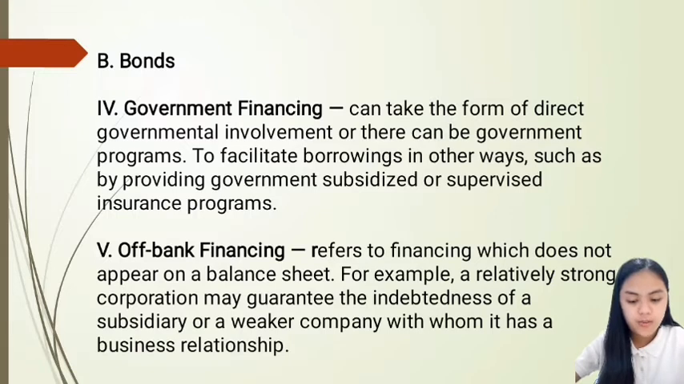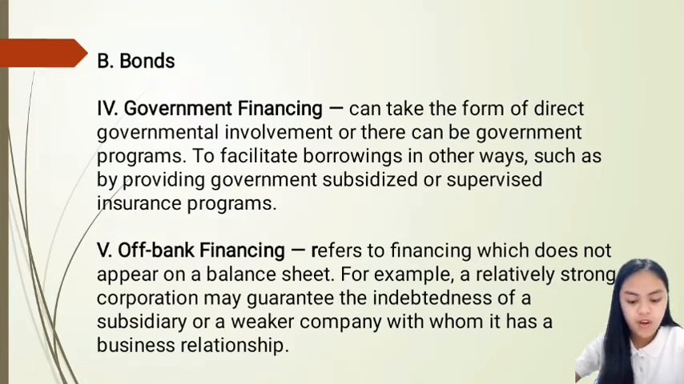The fourth is government financing. It can take the form of direct governmental involvement, or there can be government programs to facilitate borrowings in other ways, such as by providing government subsidized or supervised insurance programs.